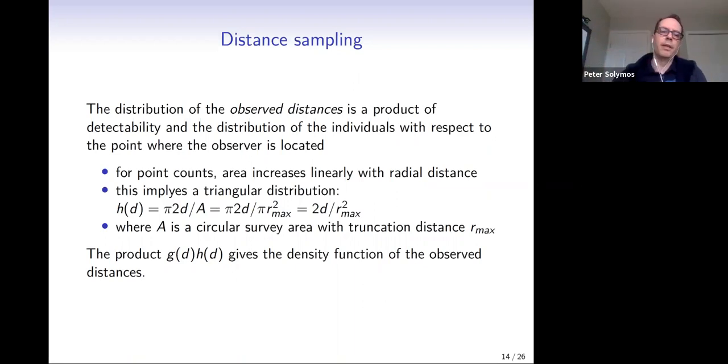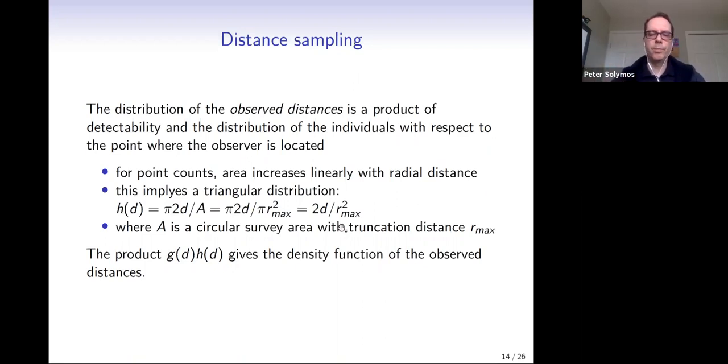So this is why, when we work with integrals, that is going to be slightly different from a line transect. The area increases linearly with the radial distance. So we have this triangular distribution, and let's call this h of d. Distance, again, is d, and this function is h. And so we have the perimeter of the circle, which is distance times 2 times pi over the area. So this is how we would capture this function with distance.